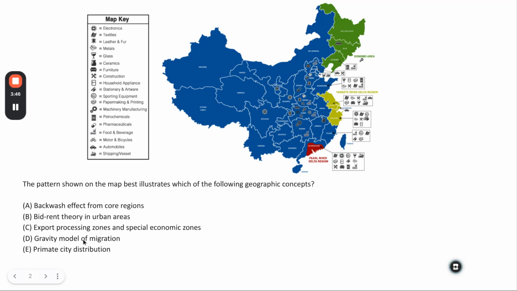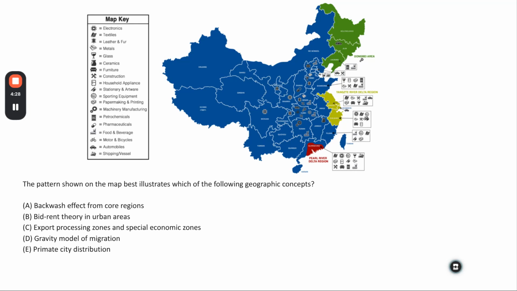So let's look at our options. We've got A through E, which is exactly what we're going to see on the AP test. Letter A shows backwash effect from core regions. Core regions, we might see some different political shapes, but we don't have a lot of information there because we're talking about different types of manufacturing. Letter B is the bid rent theory in urban areas. We could maybe make that connection, but we don't see anything specific with an urban area or urbanization in this particular map.